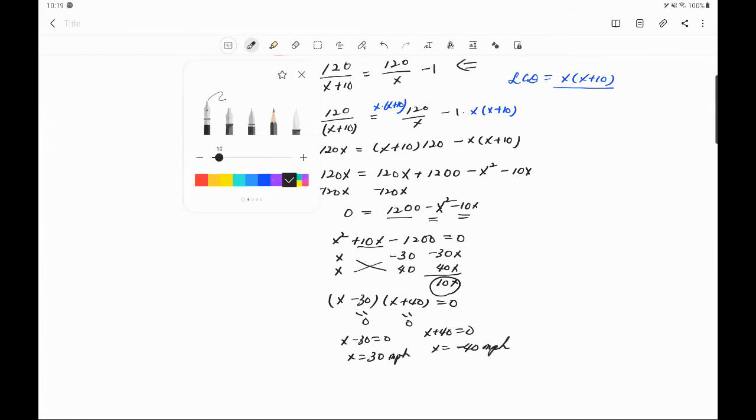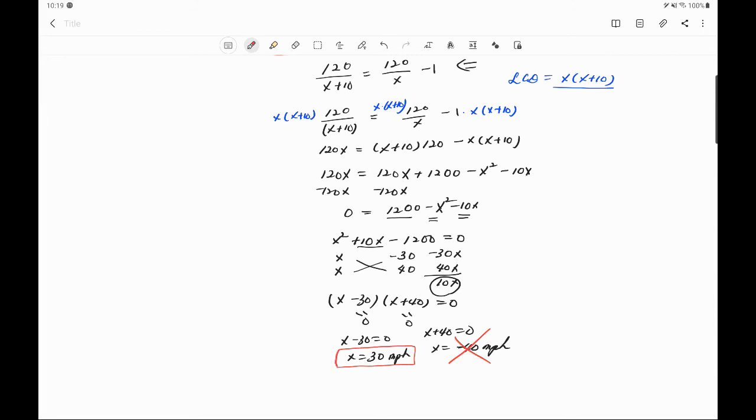Okay, can a speed be negative? Negative means you're going backward, right? So remove this one from the solution. So the speed of the first bus is 30 miles per hour.